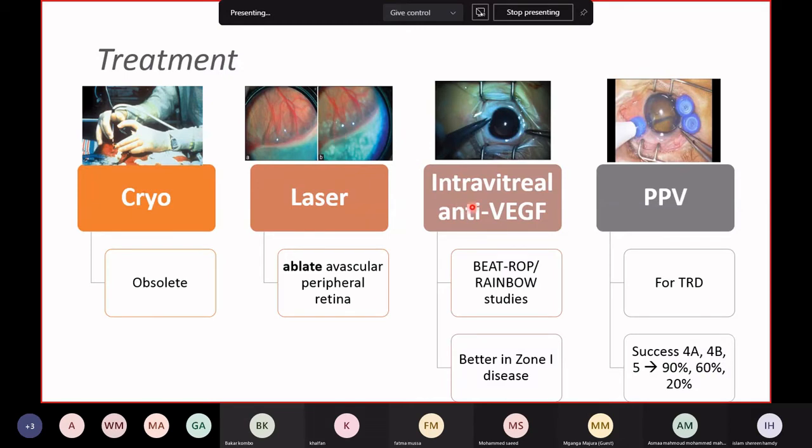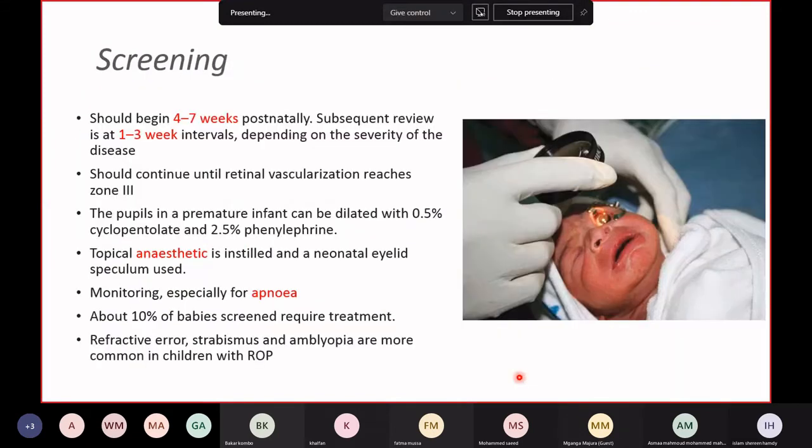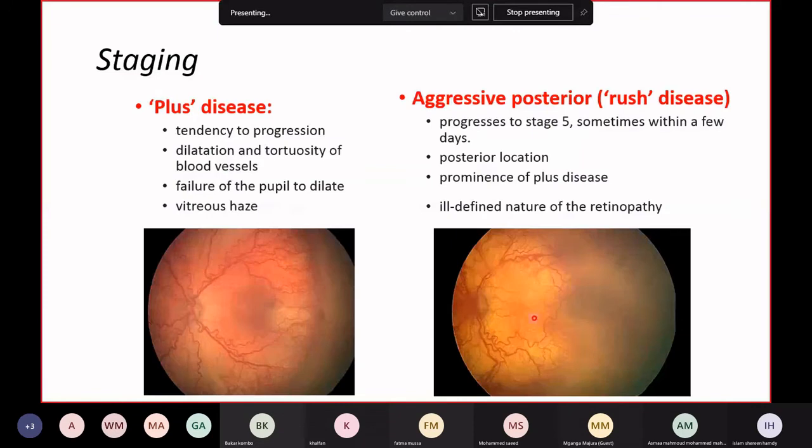Later on, we moved to treat those patients with intravitreal injection of anti-VEGF. We have the BEAT-ROP study and the RAINBOW study, which gave evidence about that. And it's better to do that in zone 1 disease, because in patients with zone 1, let's say, for example, in this patient, if I do laser treatment, I will ablate a very large proportion of the retina. We don't like that because the patient will suffer night vision problems and constricted field. If you do the injection, it will allow the vessels to grow, and it will give better visual field and better response.